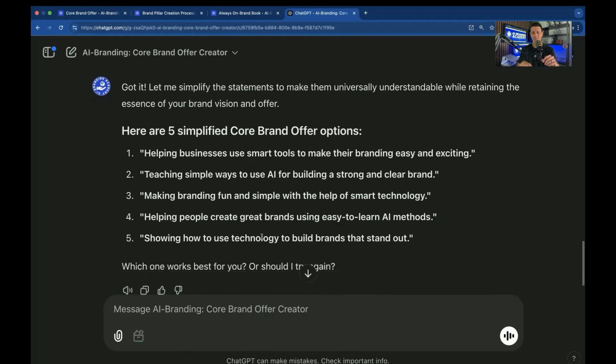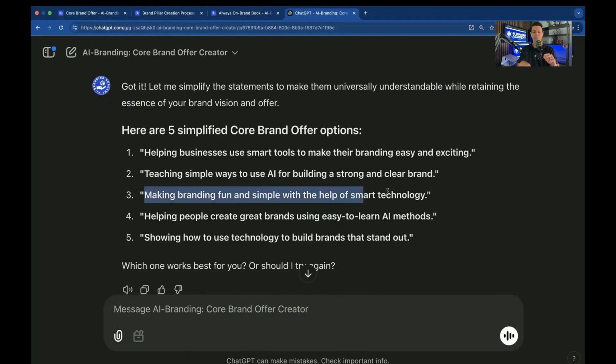Teaching simple ways to use AI for building a strong and clear brand, making branding fun and simple with the help of smart technology. These are actually fantastic core brand offers. Now, it's not fancy, not something that you may present to a VC, but it's very understandable. And when you're talking to people about new technologies and AI, even though you may be a marketer and use it all the time, it's still very new. So that's why we have this. And then again, just chat with it and come up with something that you like. But honestly, you can test these pretty easily. Just next time you talk to somebody, choose one, use it, and see if people say I'm interested, or I'm still confused about what you do, or they just don't say anything. If they don't say anything, it's not good.